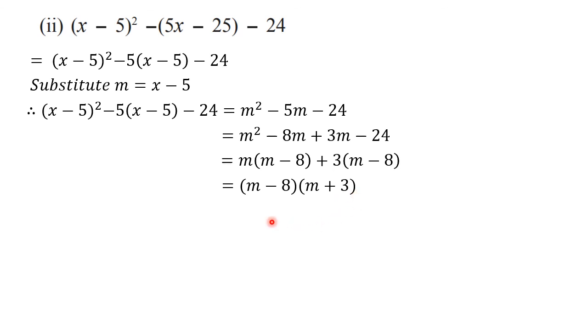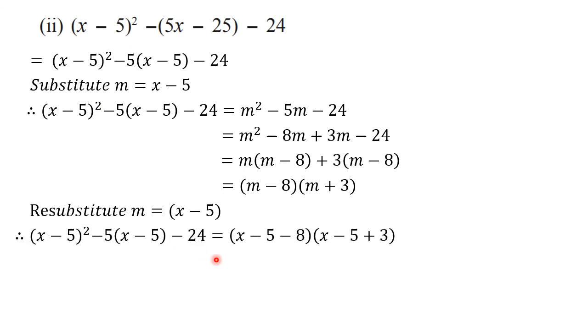Okay, but as I have said, again we have to go for resubstitution because we don't want this m as a variable. We have x as a variable. So again resubstitute, m is equal to x minus 5. So write down the original polynomial as it is and then write down equal to. Then m we are replacing by x minus 5, both places.